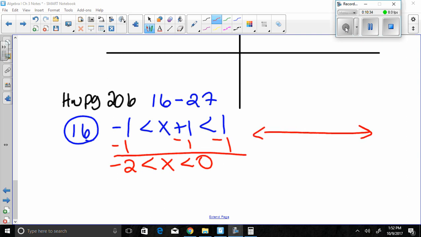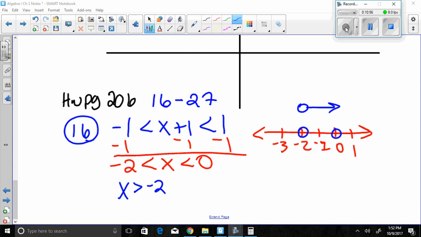Your line here. Negative 2 and 0. You get an open dot at negative 2. You get an open dot at 0. So x is greater than negative 2. And x is less than 0. So that means we color between. And there is our answer.